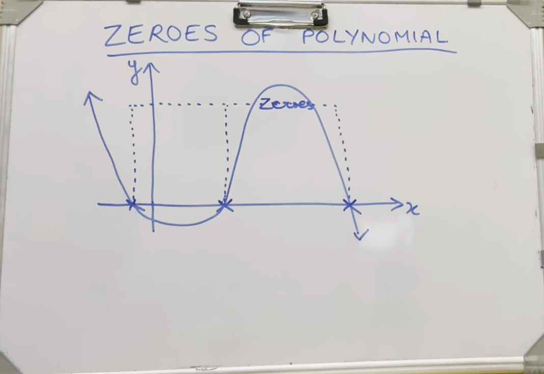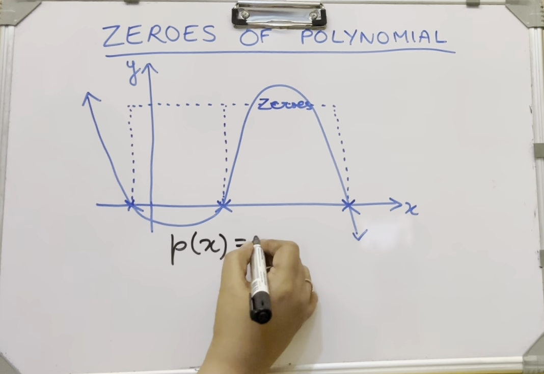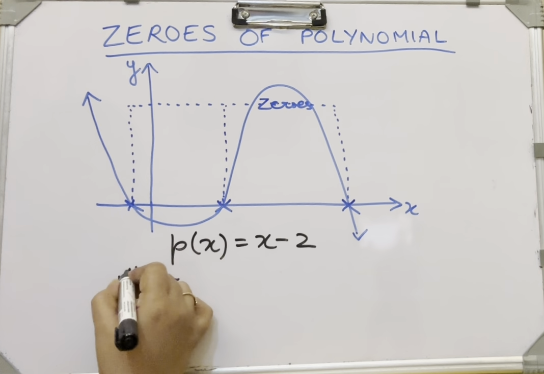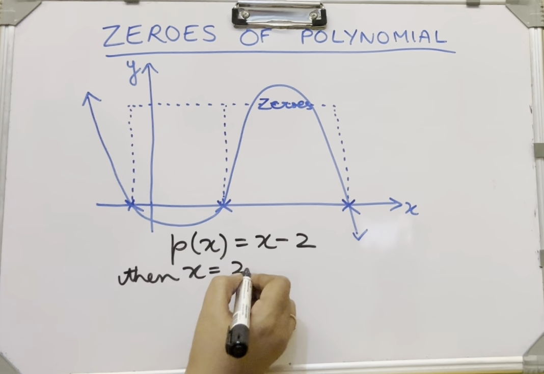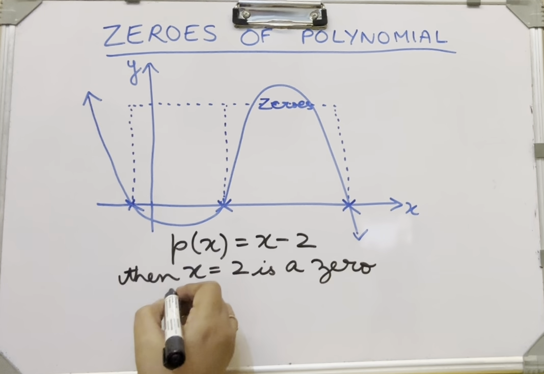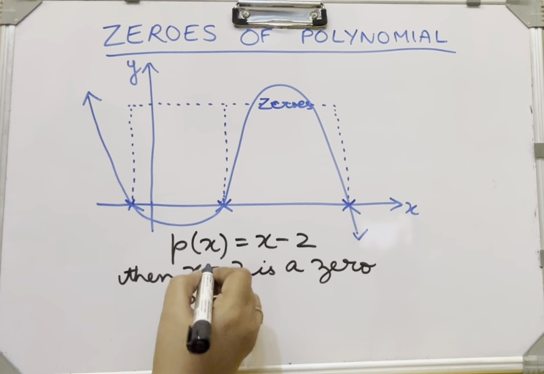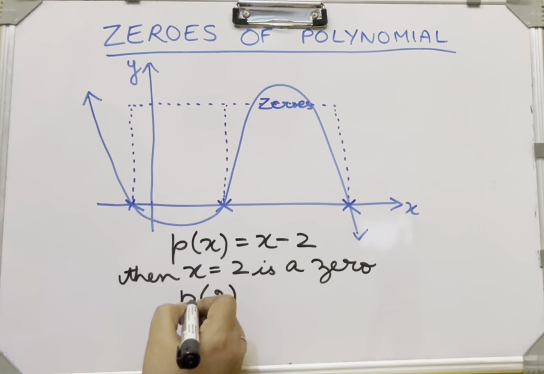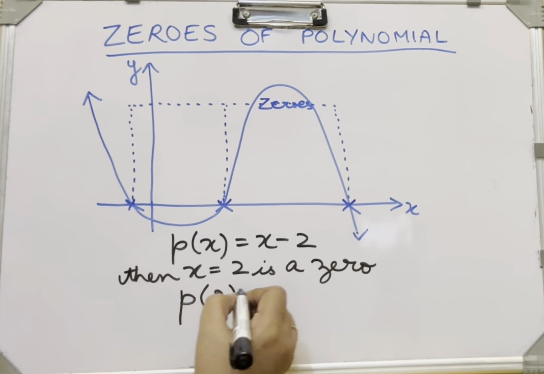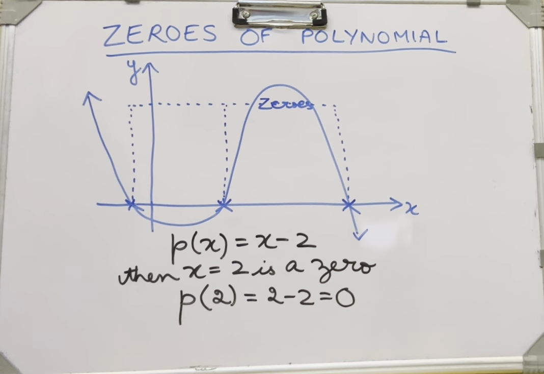For example, if p(x) is equal to x minus 2, then x is equal to 2 is a zero. Why? Because p(2), that means when x is equal to 2, then p(x) becomes 2 minus 2, which is 0.